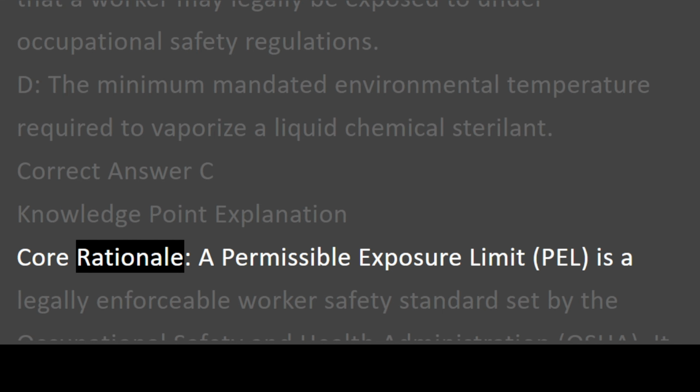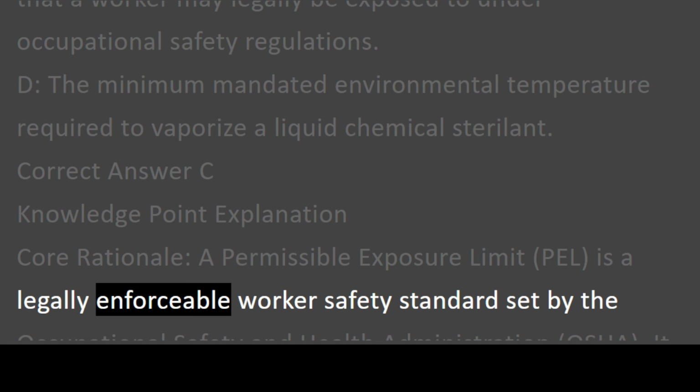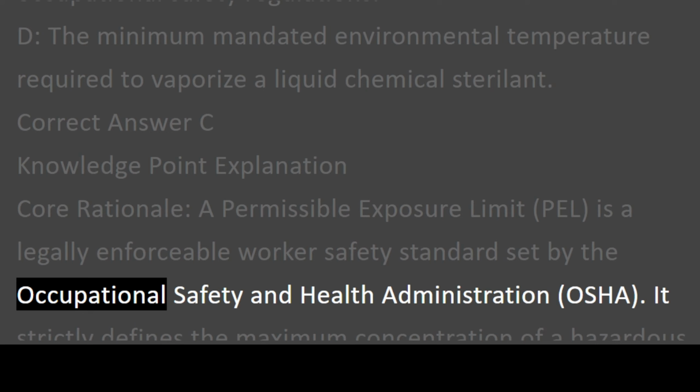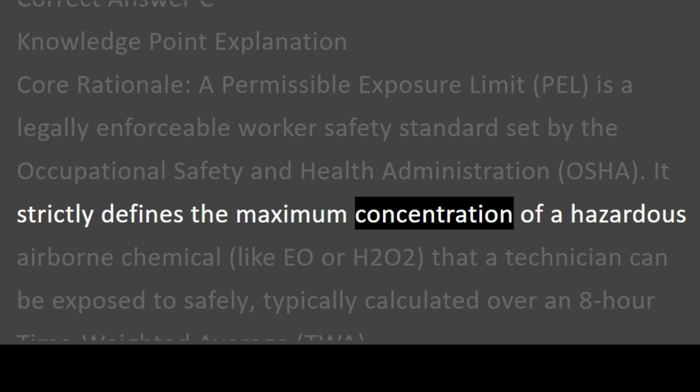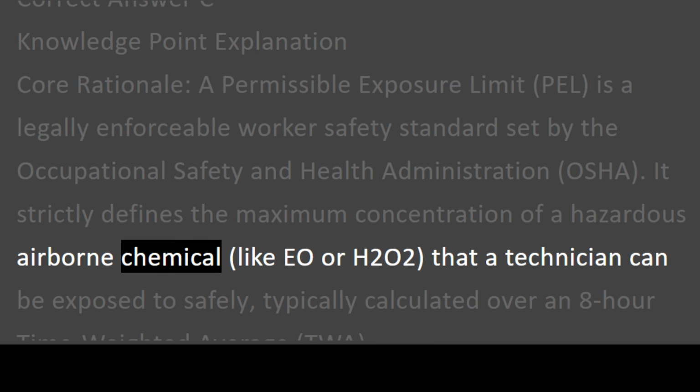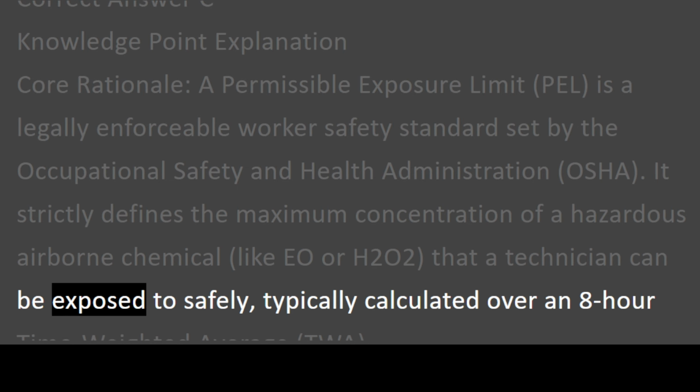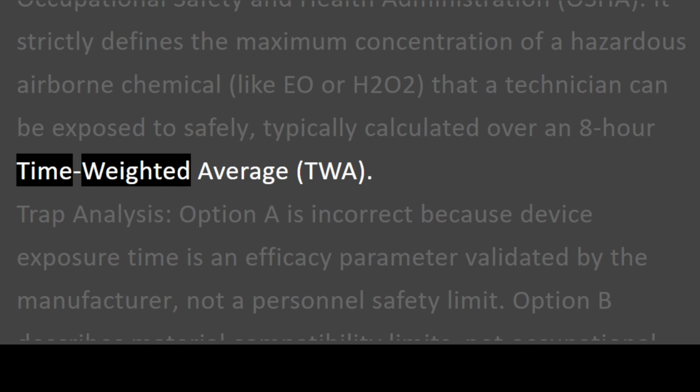Core rationale. A permissible exposure limit, PEL, is a legally enforceable worker safety standard set by the Occupational Safety and Health Administration, OSHA. It strictly defines the maximum concentration of a hazardous airborne chemical, like EO or H2O2, that a technician can be exposed to safely, typically calculated over an 8-hour time-weighted average, TWA.